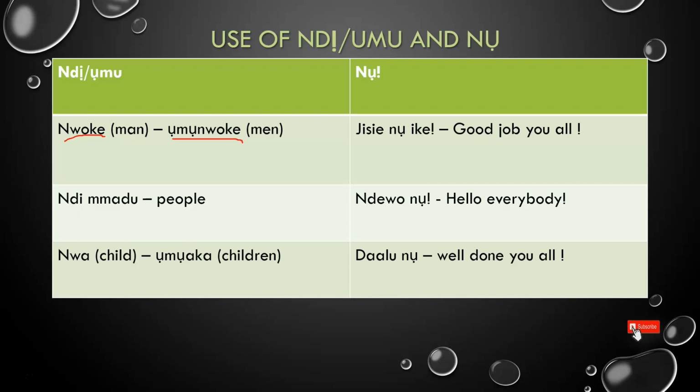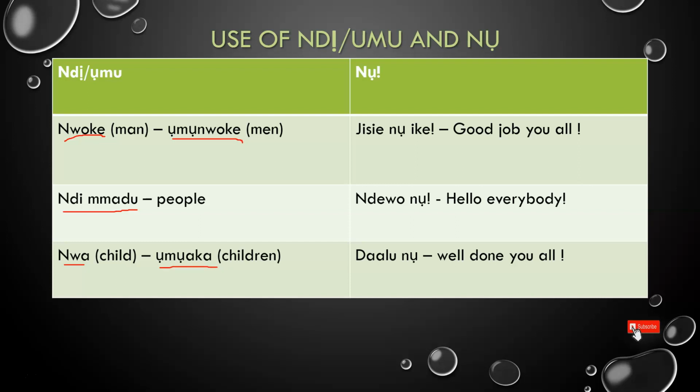Here we have ndi mmadụ, which is people. Mmadụ is a person, ndi mmadụ is people. Nwa is child. To say children, we say ụmụaka.